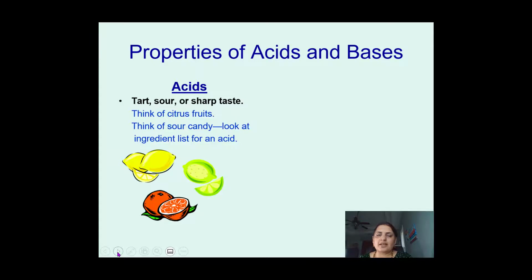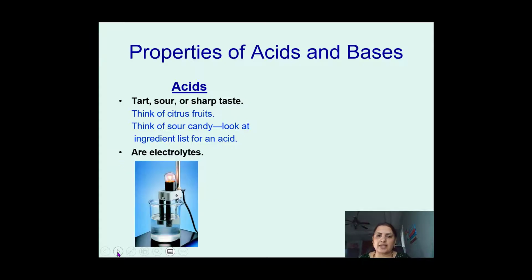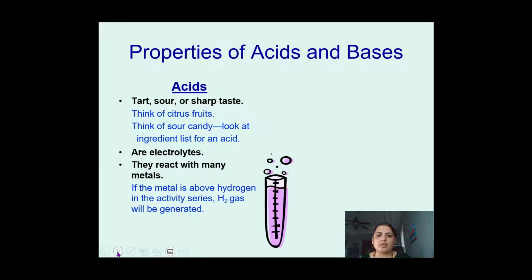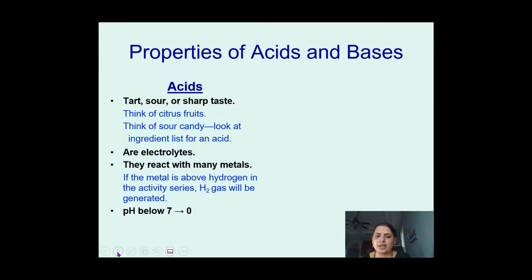Acids are sour to taste, and if you have listed some things, I think you might have listed orange juice and things like that, which are acidic. These are electrolytes. That means they conduct electric current when they are dissolved in water. They also react with metals to give hydrogen gas. The pH is below 7. So anything below 7 to 0 is acidic. And what's a pH? pH is the negative log of H plus concentration in the solution.